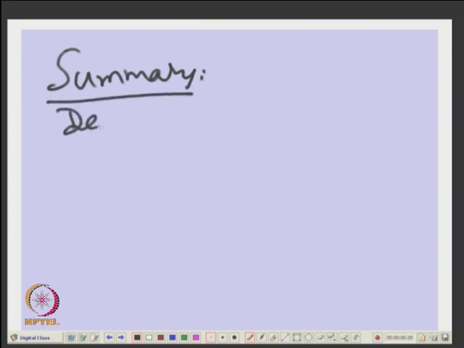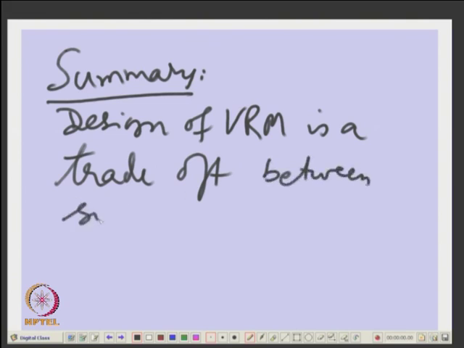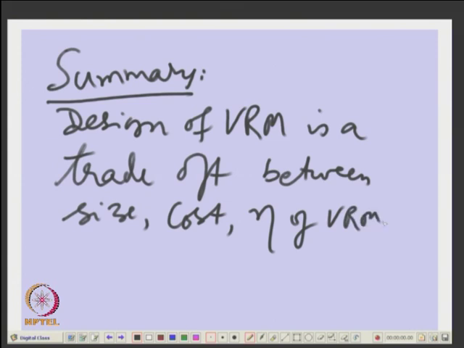Therefore, to summarize, the design of VRM is a trade off between size, cost, efficiency of VRM plus inverter. Okay. So, these are some of the factors that you need to address, okay.